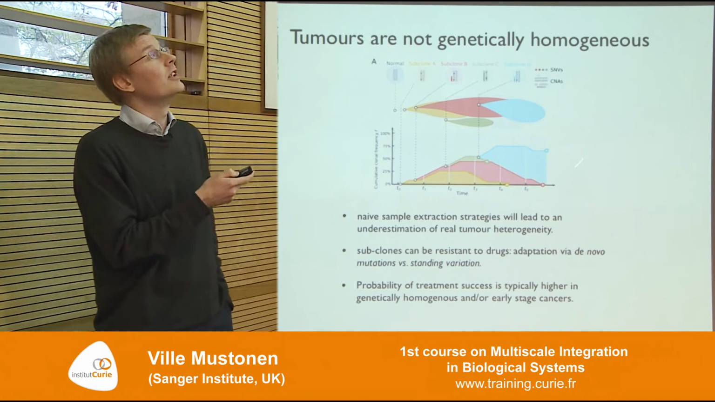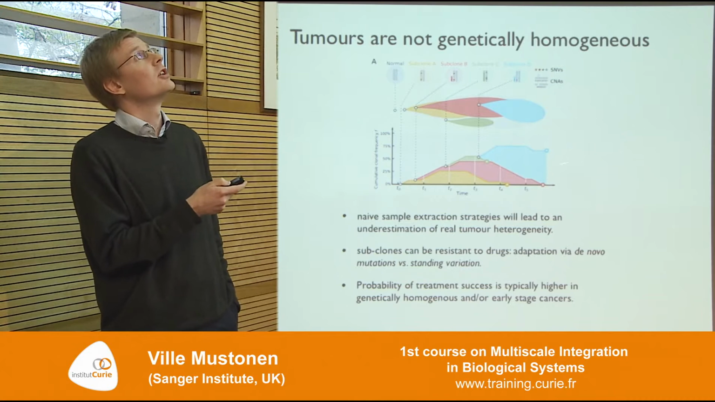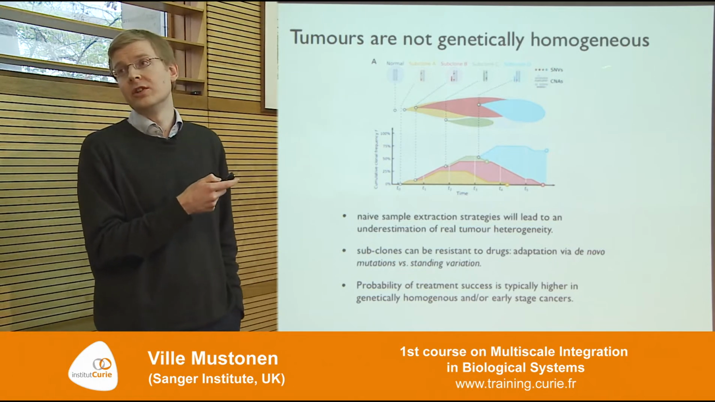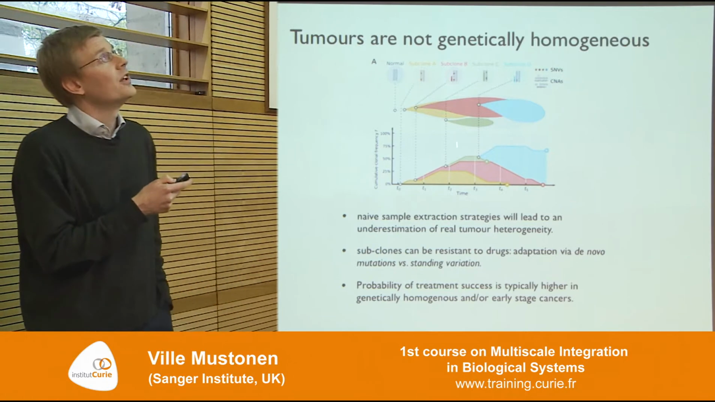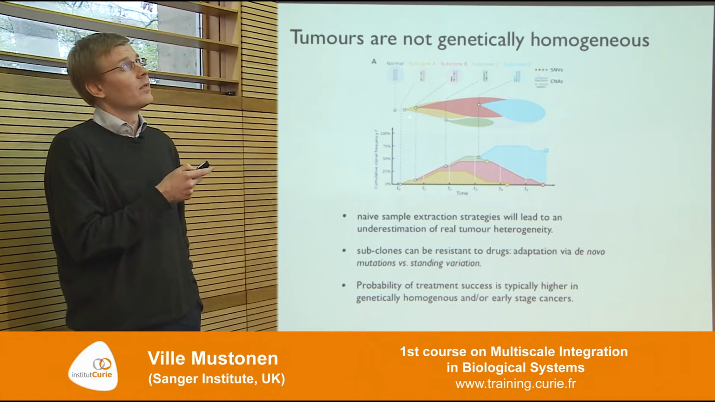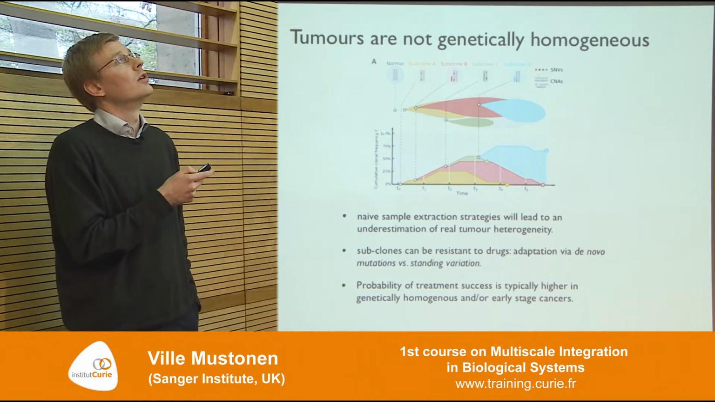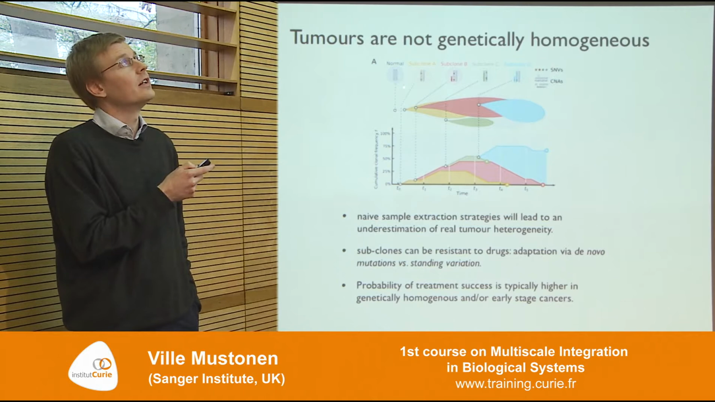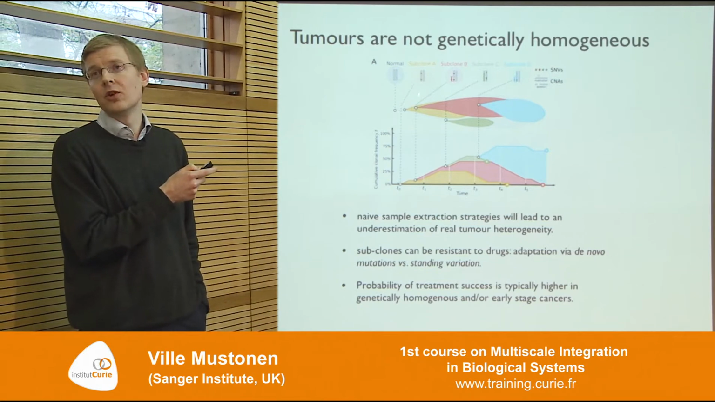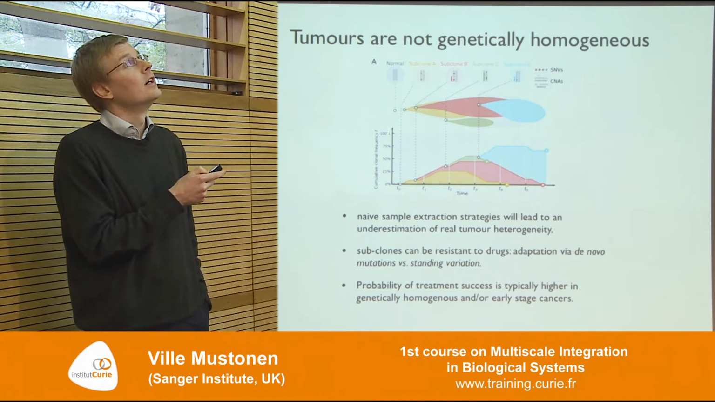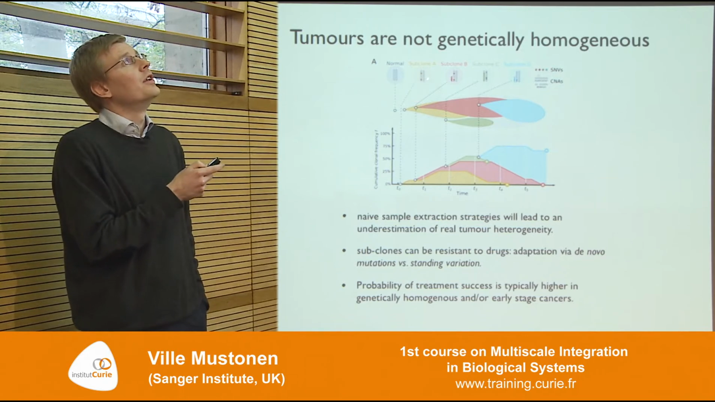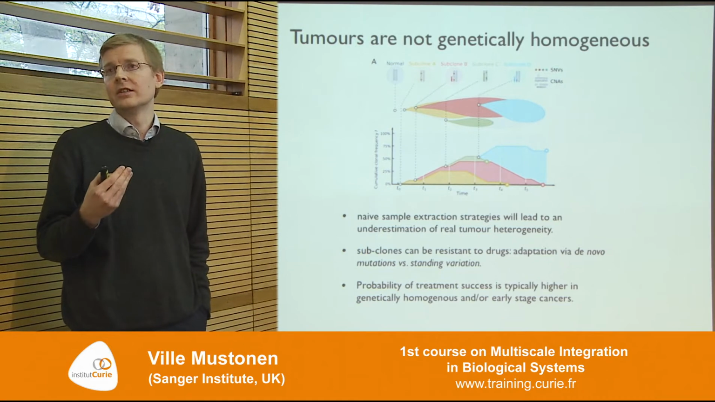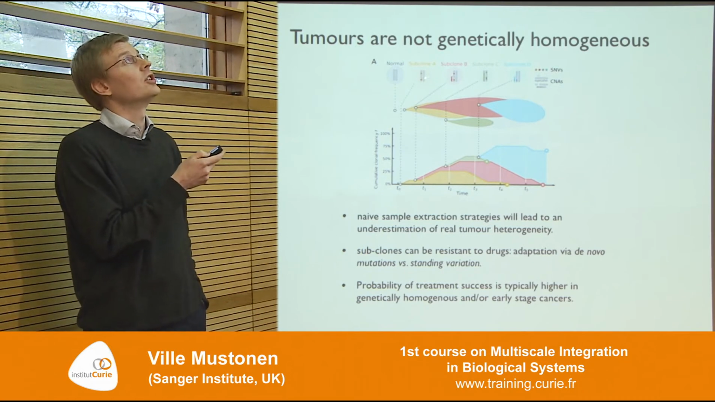And one big reason, let's say in the context of cancer, is the observation that tumors are not genetically homogeneous. So let's have a look at a schematic view of tumor evolution. So we have first a normal cell here. It has 2 copies of chromosomes. It's a normal diploid cell. And then at some point, it accumulates a somatic single nucleotide variant. So it accumulates a mutation.